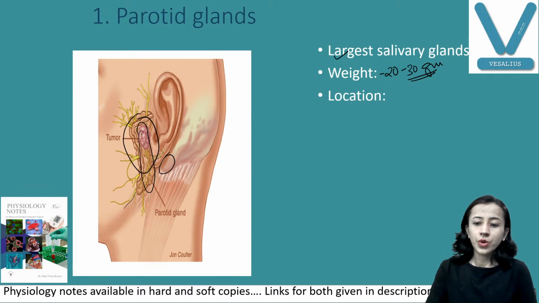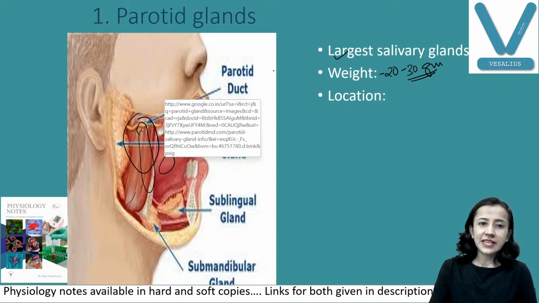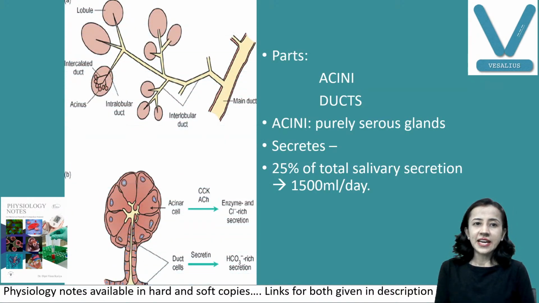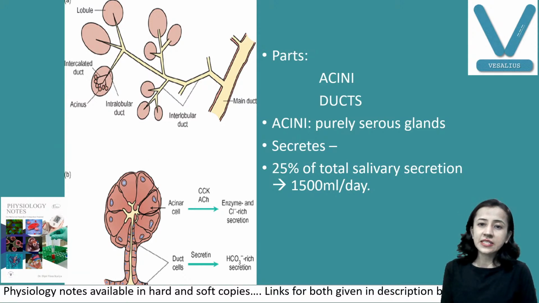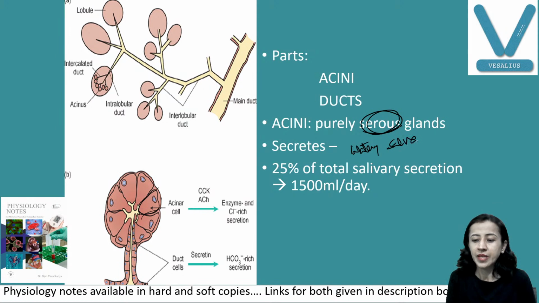Fine. Now, next is this salivary gland. Again, like other glands, it has got acini and duct. You can see here, these are the acini cells and duct. Now, this parotid gland, a very important thing, is a pure serous gland, so its secretion is watery. They secrete watery saliva, which means it contains 90% water.